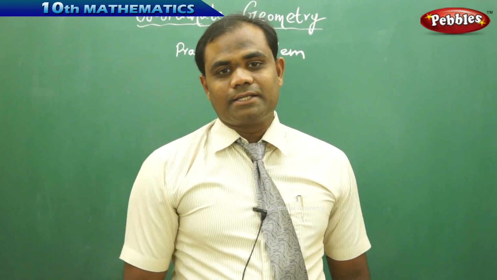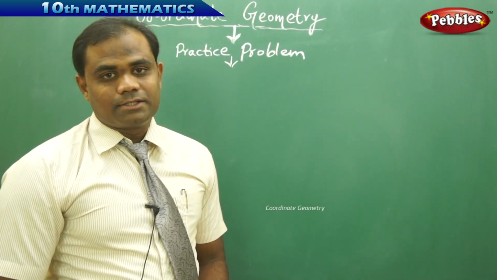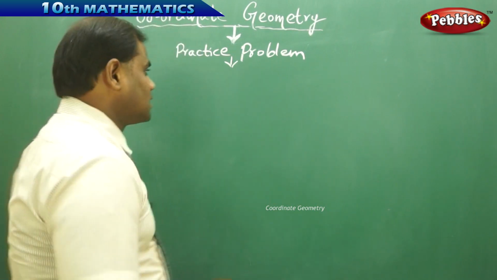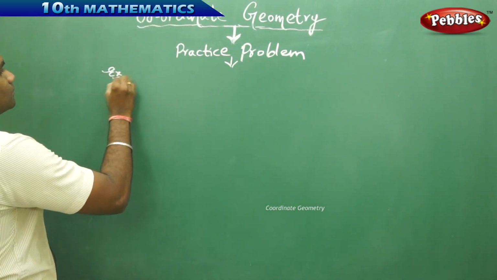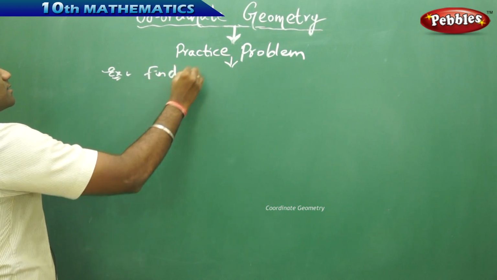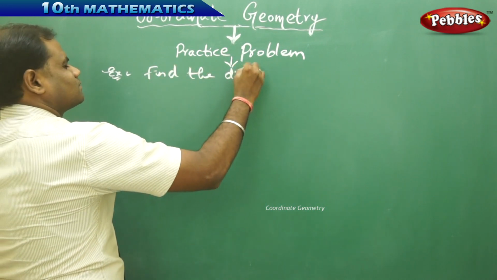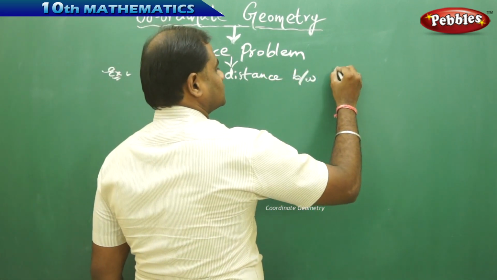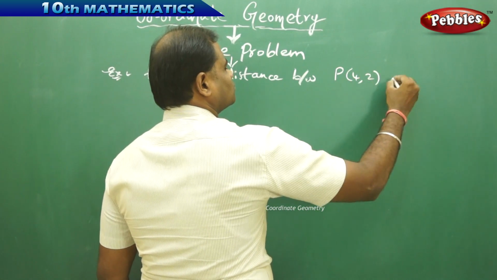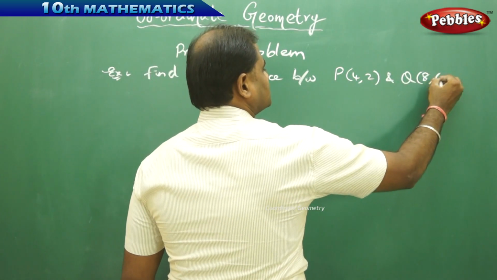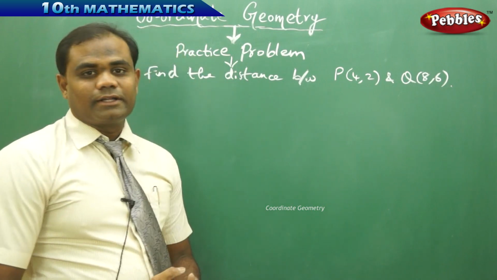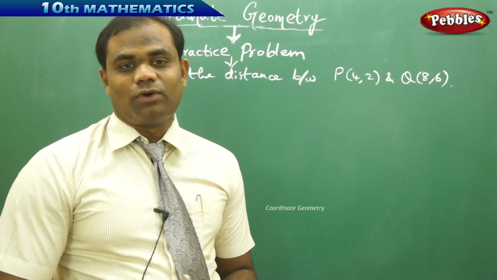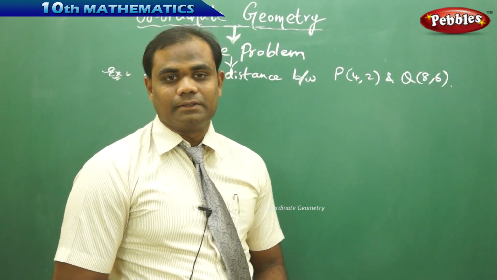Now let's take an example problem to understand the distance between two points applied in the given problem. Say for example, I have the question which says find the distance between the points (4,2) and (8,6). Then in order to find the distance between these 2 points, I use the distance formula which we have derived very recently.